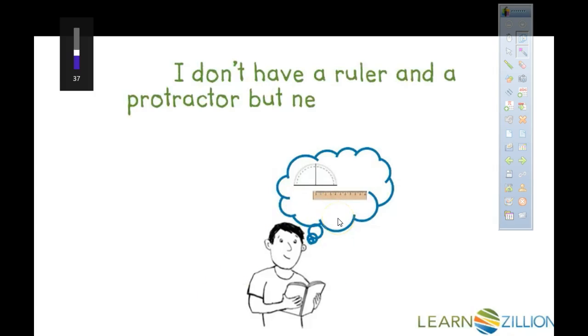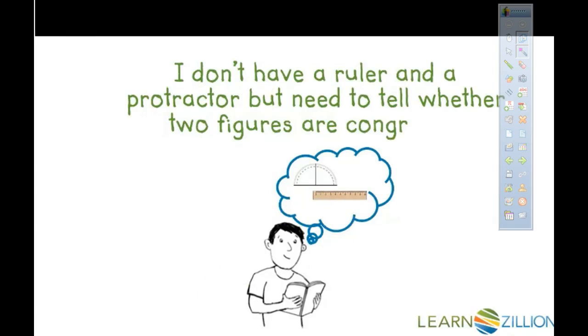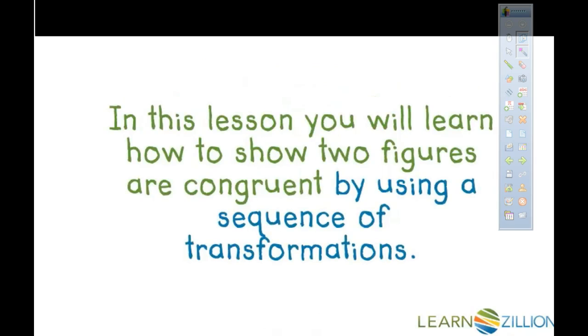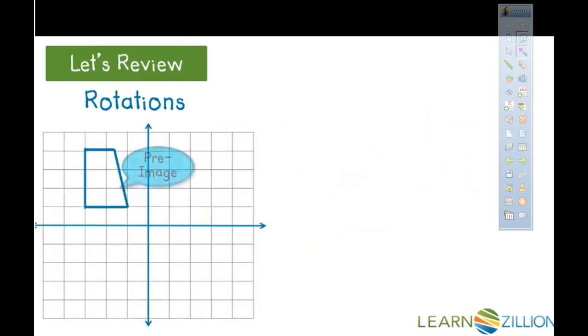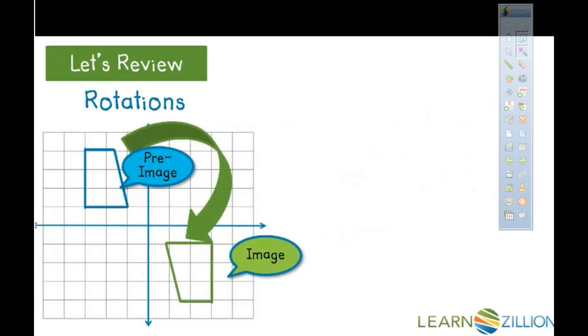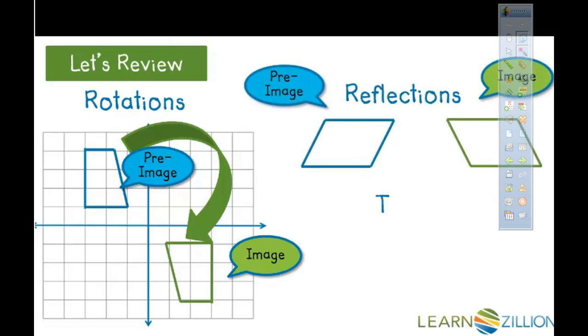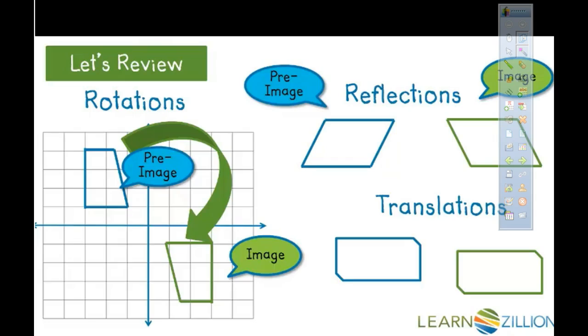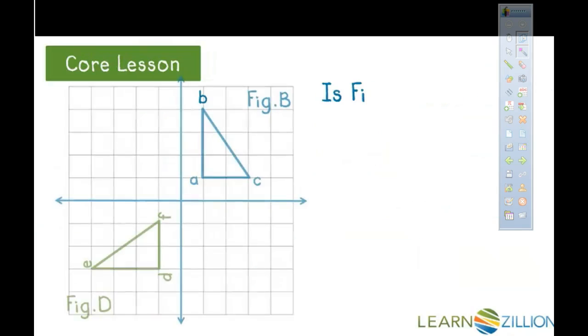I have a ruler and a protractor, but I need to tell whether two figures are congruent. In this lesson, we will learn how to show two figures are congruent by using a sequence of transformations. Let's review. We know there are three kinds of rigid transformations that keep size and shape the same: rotations, reflections, and translations. In a reflection, size and shape stay the same, but orientation and position change. In rotations and translations, size, shape, and orientation stay the same, but position changes.